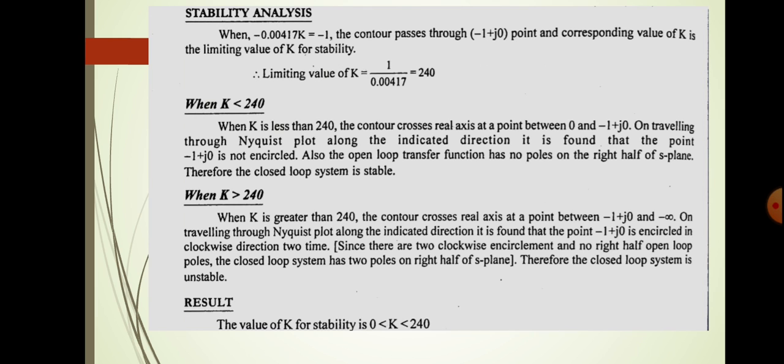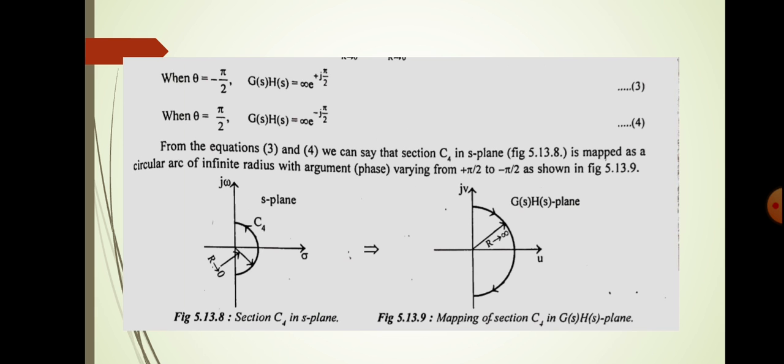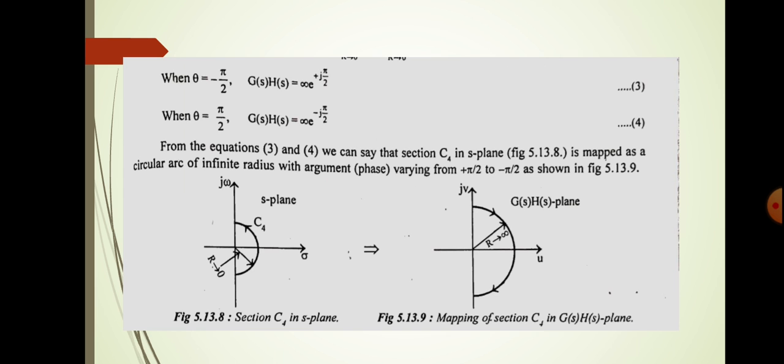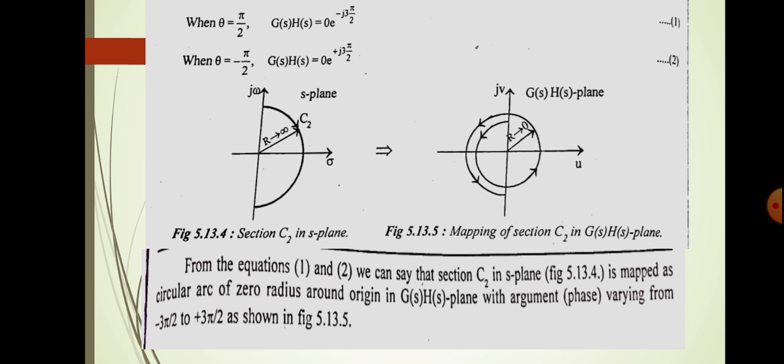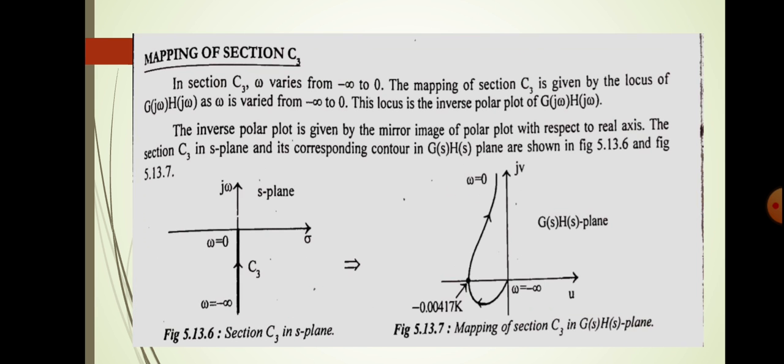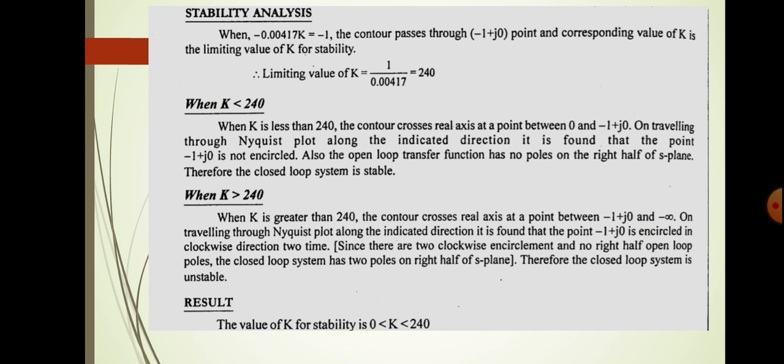Next we can analyze the stability. See, we have got a point in the real axis, that this curve touches the real axis at minus 0.00417 k. So that is an important point, that is when minus 0.00417 k equal to minus 1.